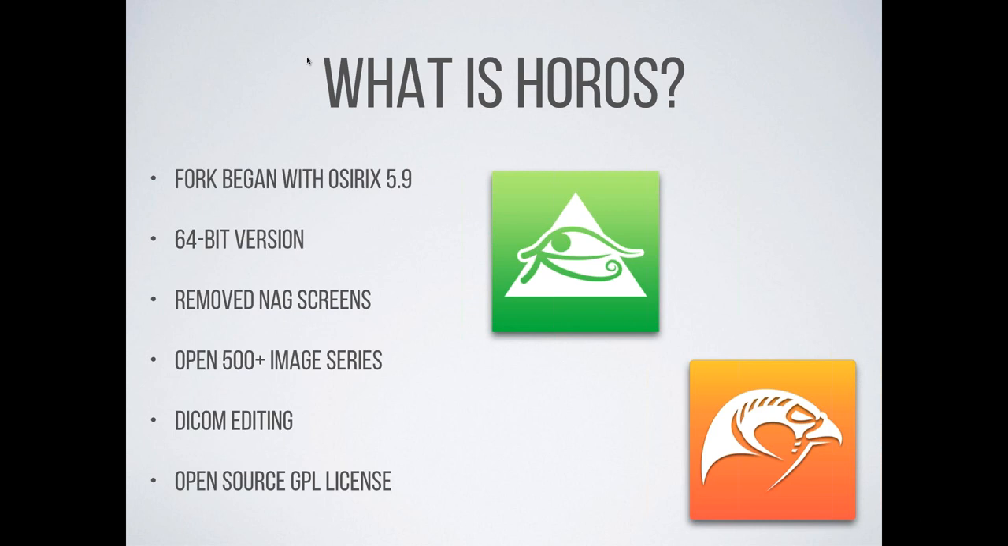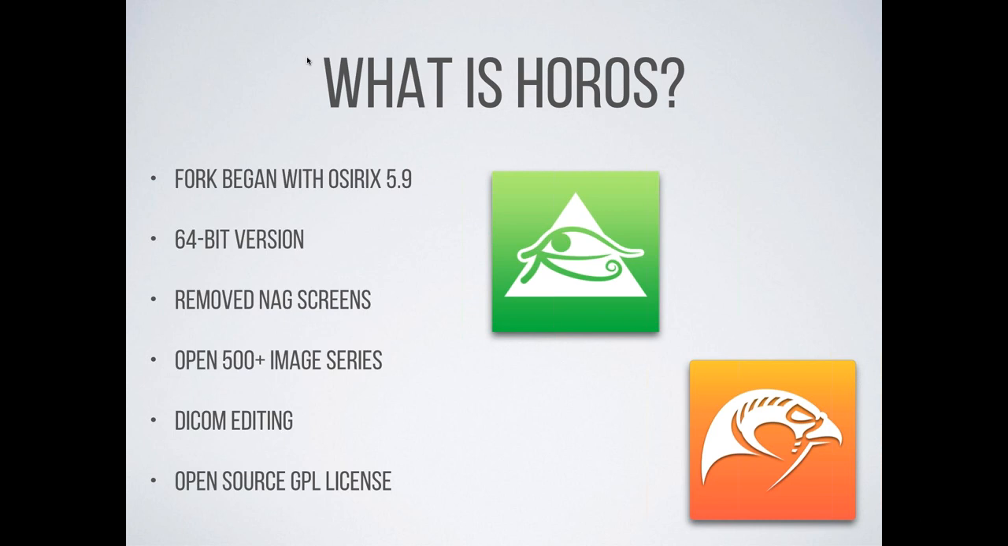And the things that we've done with it are to make it 64-bit. So we've taken the Osirix 5.9 source code and made it 64-bit, which enables the ability to look at large multi-slice data sets. We've removed a lot of the nag screens that had been implemented in the free version of Osirix, which is now referred to as Osirix Lite. So what we used to refer to in the community as the open source version of Osirix is now Osirix Lite, and has a number of nag screens and a number of modifications to the application that have made it less desirable for clinicians to use, for example, in sharing images with patients.